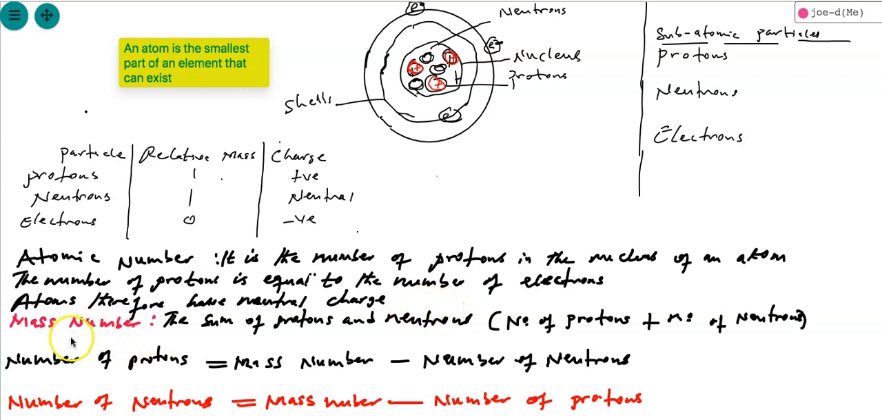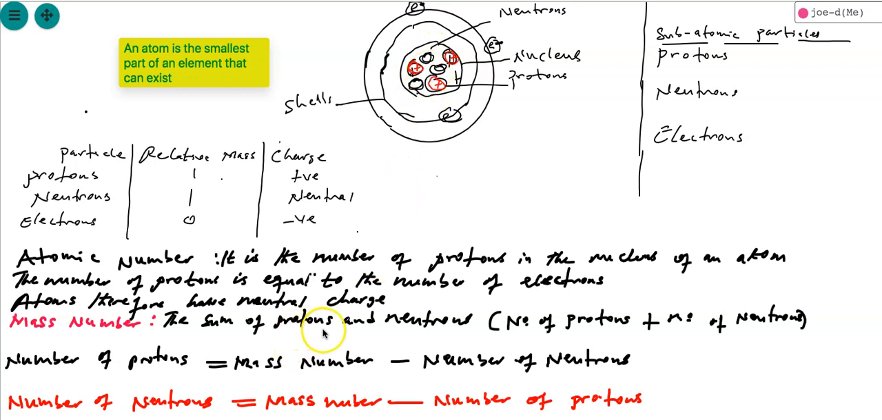Now, the next thing you have to know is mass number. The mass number is the sum of protons and neutrons. Remember, we said that the bulk of the mass of an atom is concentrated in the nucleus. Therefore, if we want the mass of an atom, we have to add the proton number to the neutron number in order to work out the mass of an atom.